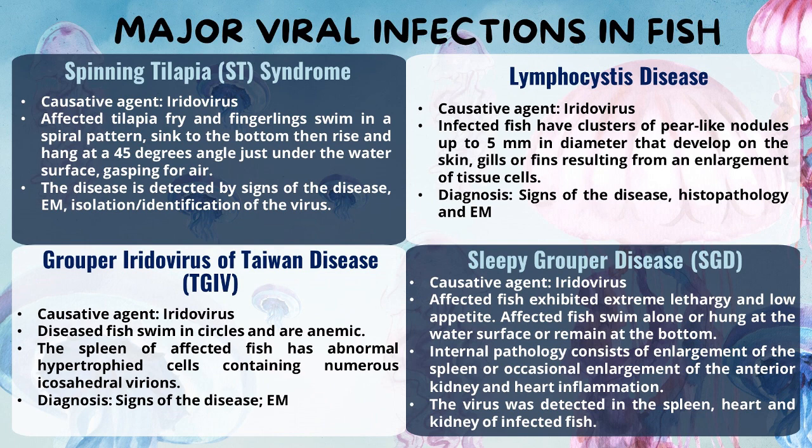Internal pathology consists of enlargement of the spleen or occasional enlargement of the anterior kidney and heart inflammation. The virus was detected in the spleen, heart, and kidney of infected fish.